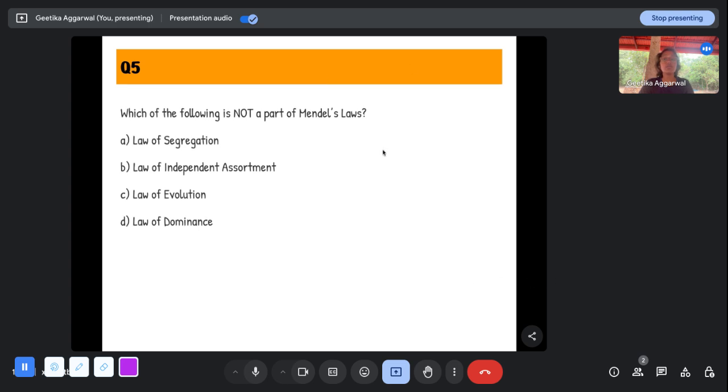The correct answer to this question is, as you would have already guessed by now, the law of evolution. The theory of evolution was actually put forth by Charles Darwin.